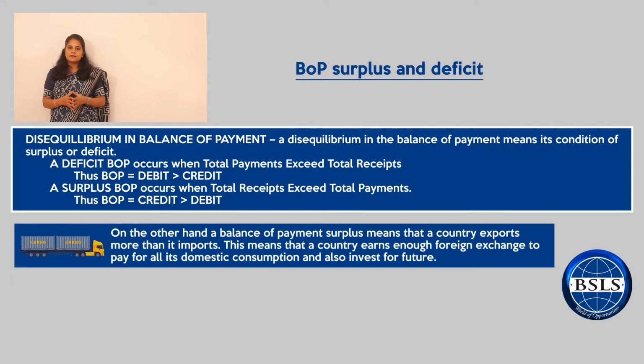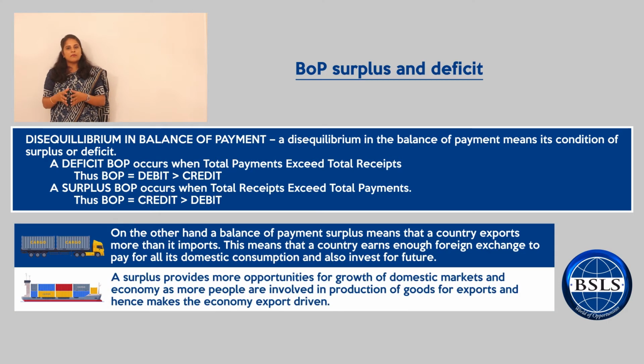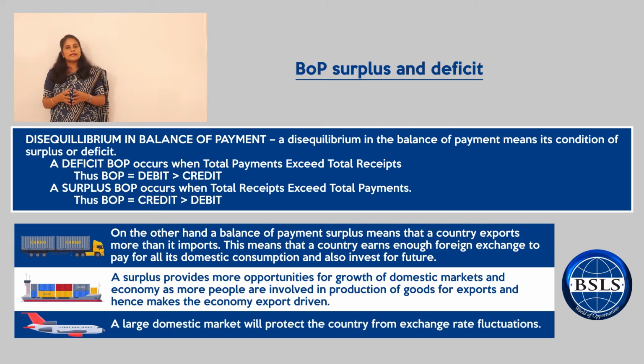On the other hand, if the exports are higher than the imports, it is referred to as a balance of payment surplus. A surplus is a favorable situation for the government as it gives them more funds flow. A large domestic market protects the country from exchange rate fluctuations. A surplus also enhances economic activity as more people are involved in production which is meant for export.